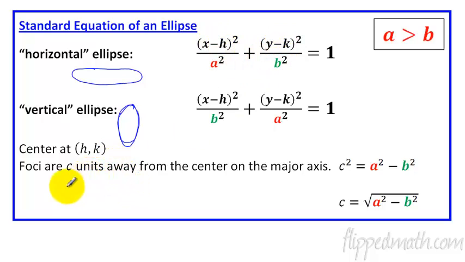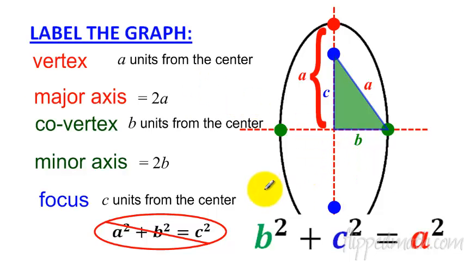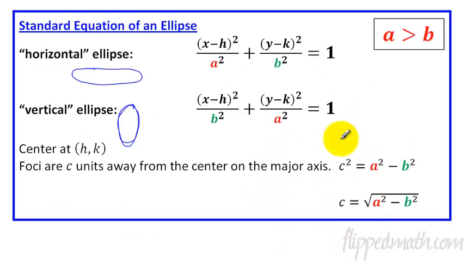The foci are c units away from the center on the major axis, so it's always along the major axis. So from the center, left and right on a horizontal or up and down on a vertical. But how do you get this? Important formula here: c squared equals a squared minus b squared. It's just a manipulation of the Pythagorean theorem, what I showed you before, where we had b squared plus c squared. We just manipulated it and solved for c. So c squared equals a squared minus b squared.